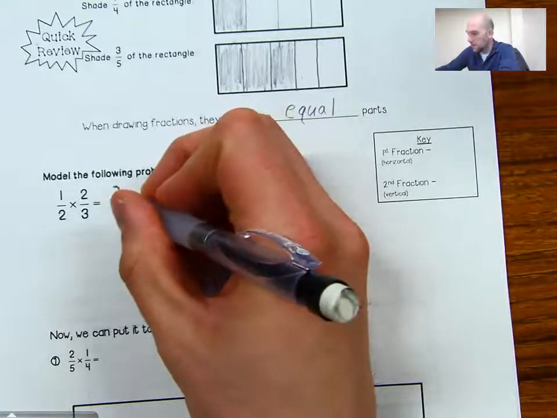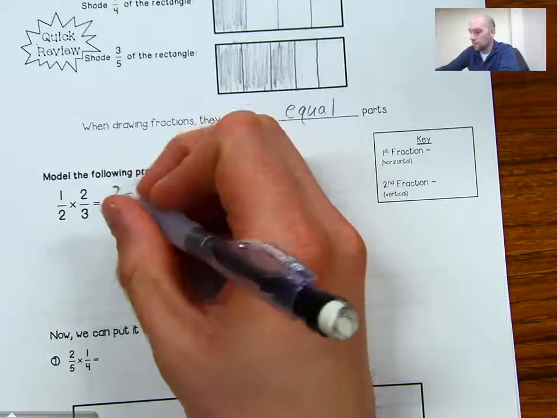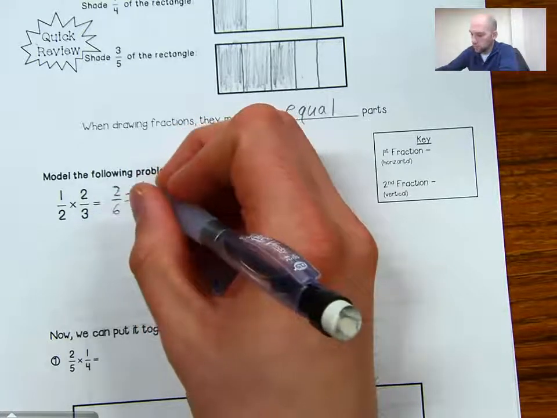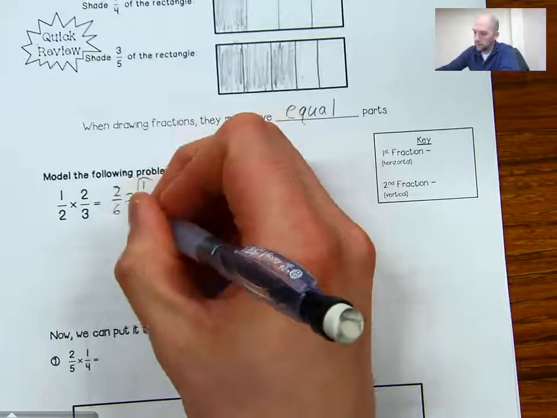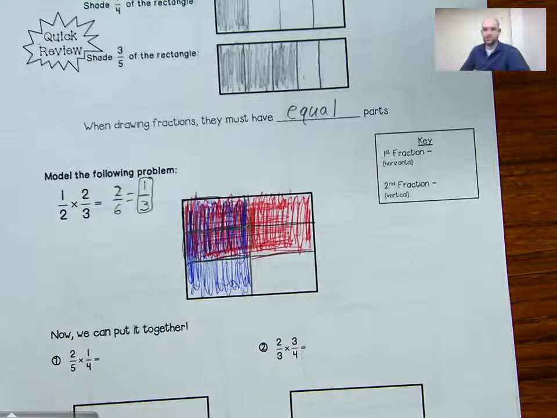We have 2/6. And we could simplify that if we wanted to. We can divide both of these by 2, divide 2 by 2 and we get 1, and divide 6 by 2 and we would get 3. So we'll end up with 1/3 or 2/6. You could leave it as 2/6 if you like as well. Not a problem.